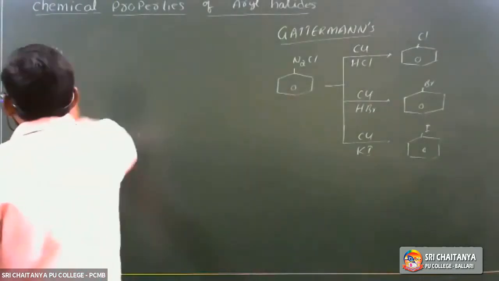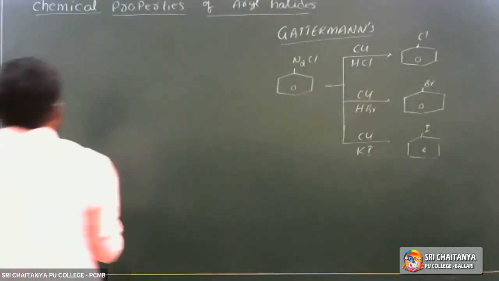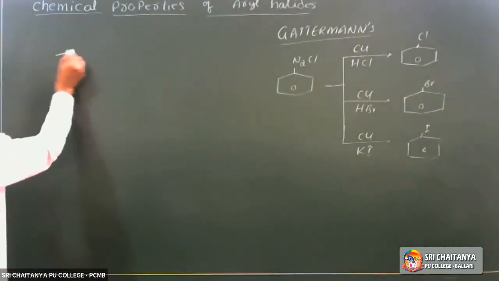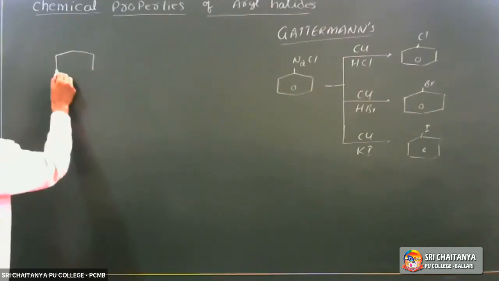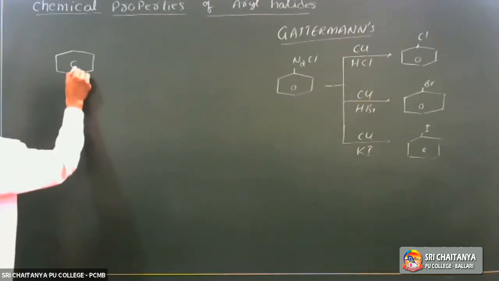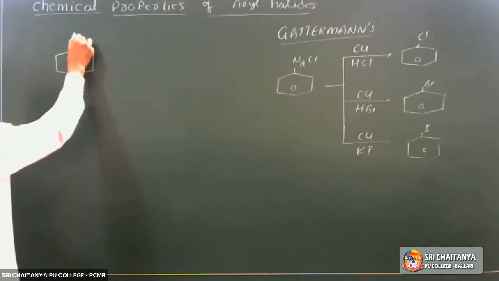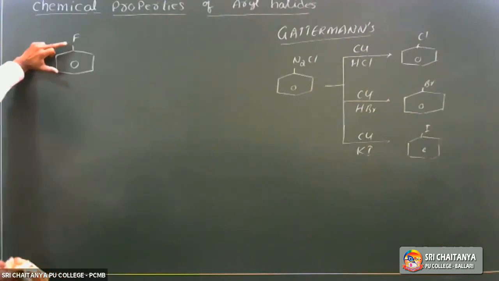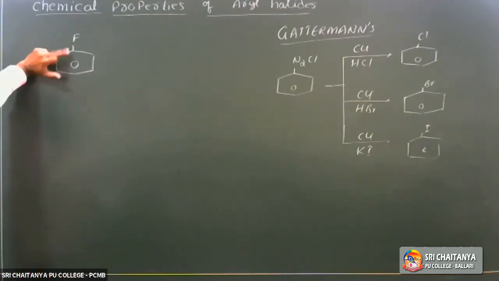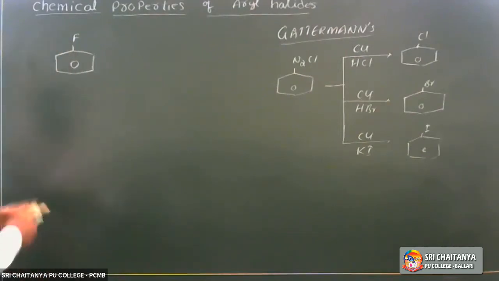The next one: preparation of fluorobenzene is very difficult. Preparation of chlorobenzene, bromobenzene and iodobenzene is possible, but preparation of fluorobenzene is difficult because fluorine has a great affinity with hydrogen.